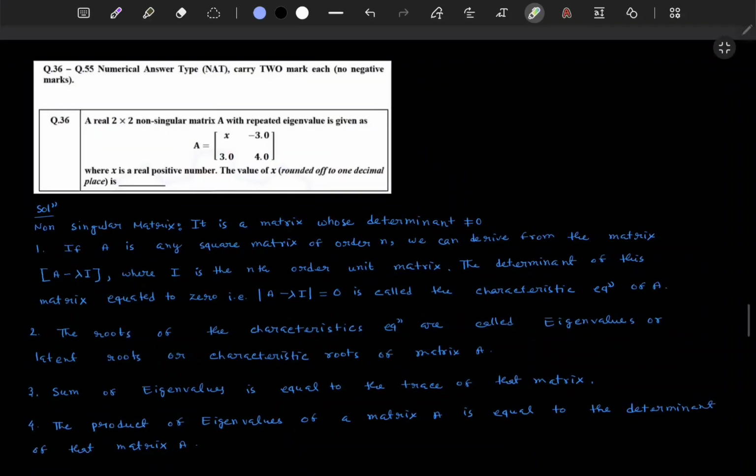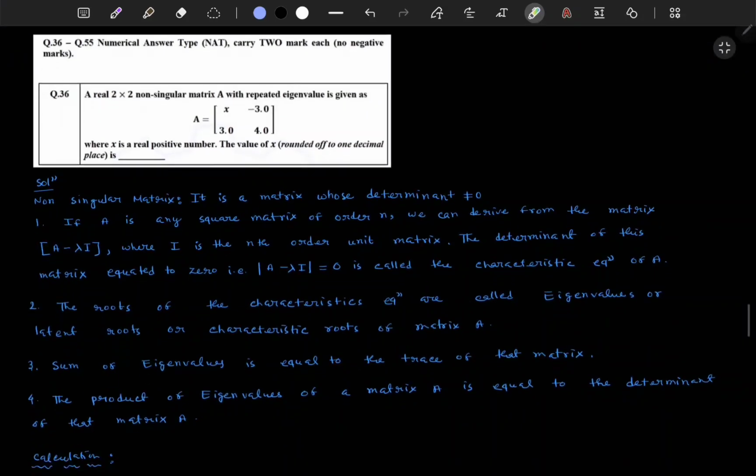Okay, this is a non-singular matrix and repeated eigenvalues are there. So a non-singular matrix means it is a matrix whose determinant is not equal to 0. Okay, the determinant value will not be 0, then it will be non-singular. If it is 0, then it is a singular matrix. You can relate that with the singular point in the case of the residue theorem.